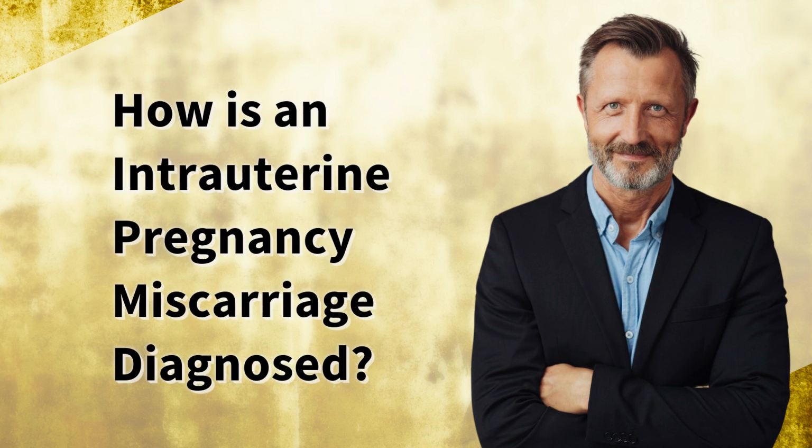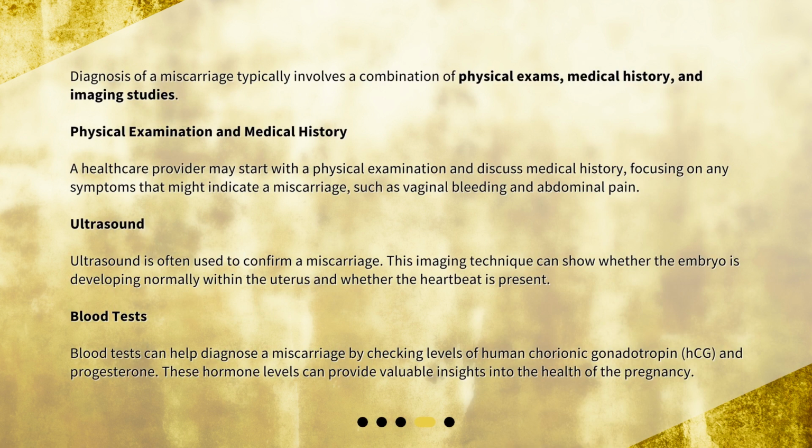How is an intrauterine pregnancy miscarriage diagnosed? Diagnosis of a miscarriage typically involves a combination of physical exams, medical history, and imaging studies. Physical examination and medical history. A healthcare provider may start with a physical examination and discuss medical history, focusing on any symptoms that might indicate a miscarriage, such as vaginal bleeding and abdominal pain.